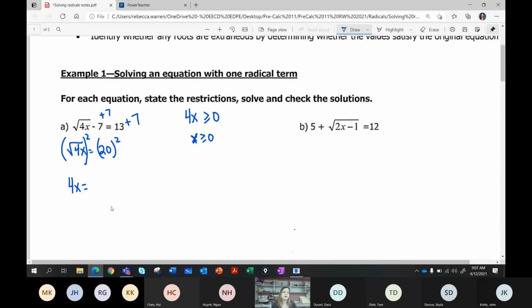What is 20 squared? 400, correct. 4x equals 400. How do I isolate x now? Divide by 4, cool. So we get x equals 100.